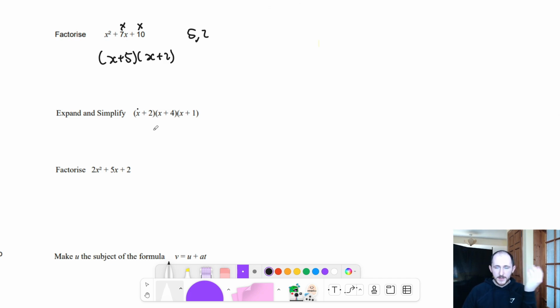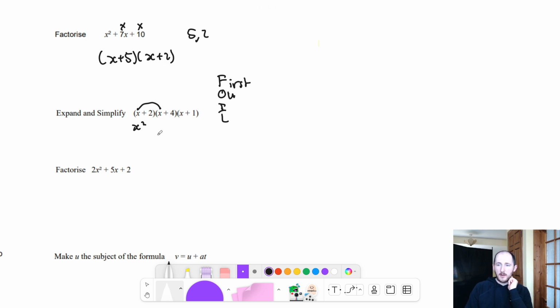Now, of course, that might be tricky to remember. So I'm going to show you another method. Well, it's the same method, but it's just a way of remembering to multiply absolutely everything, and it's called FOIL. Okay? F stands for first, so you multiply the first term in each bracket. So that's x times x, which is x squared.